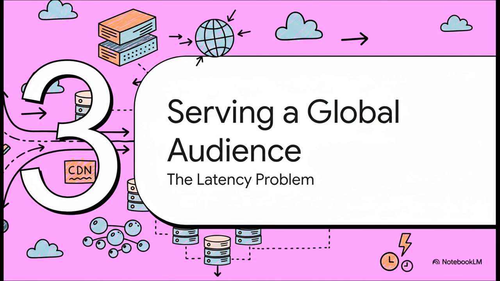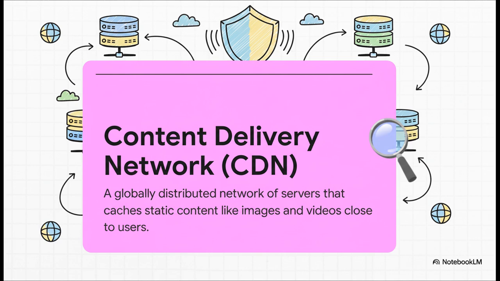Our app is fast, at least for users who are physically close to our servers. But your success isn't local, it's global. For someone on the other side of the planet, the sheer physical distance, the speed of light, is making every request feel sluggish. That's a latency problem. And the solution for that is a content delivery network, or CDN.